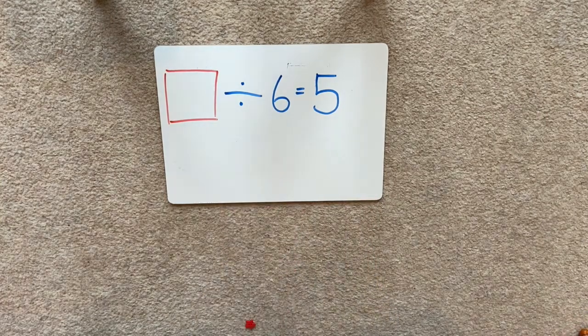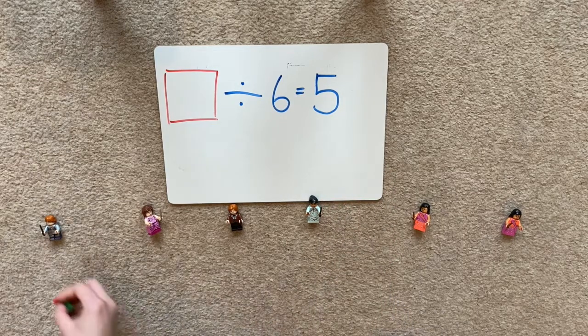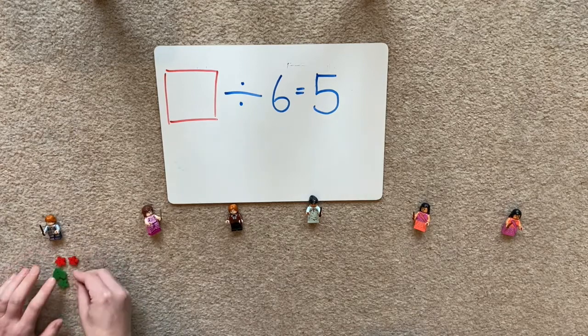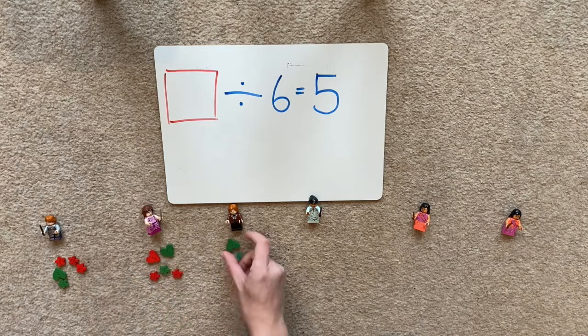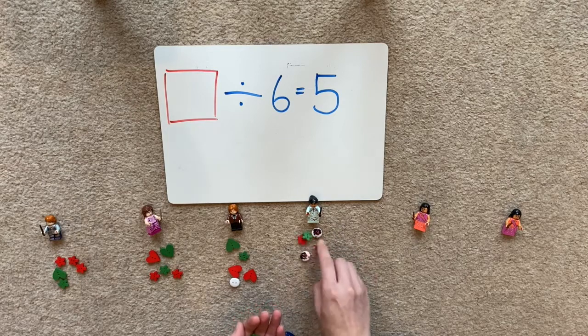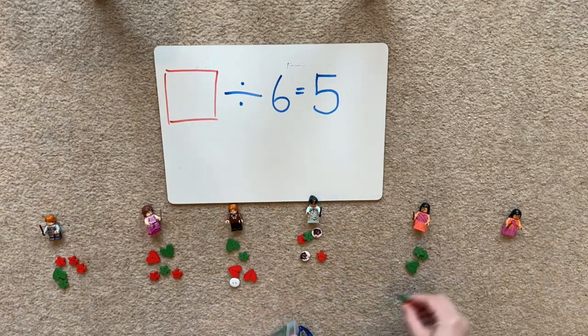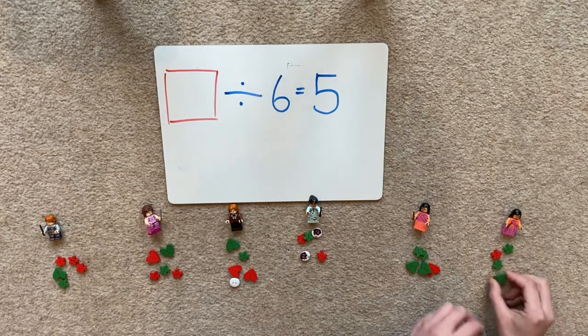So let's get 6 people. 1, 2, 3, 4, 5, 6. And we also know that each person has 5. So I'm going to give each person 5. 1, 2, 3, 4, 5 for each of the 6 people.